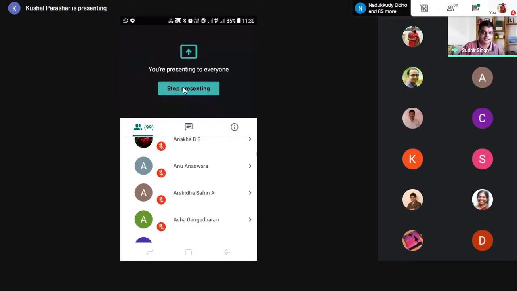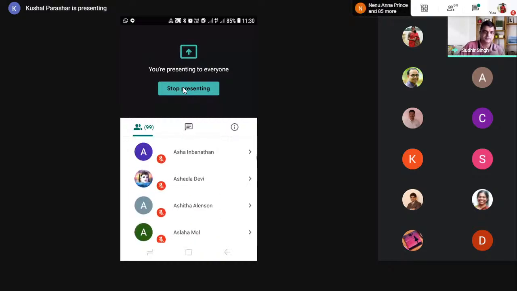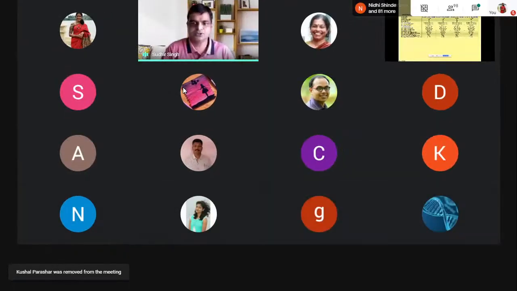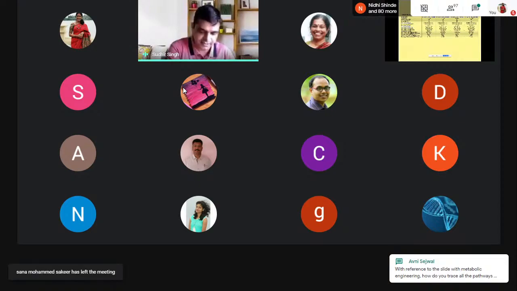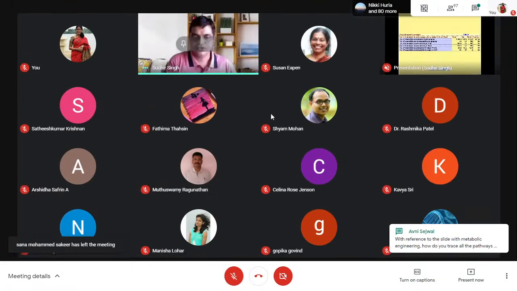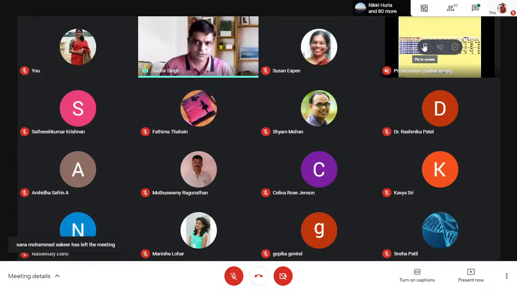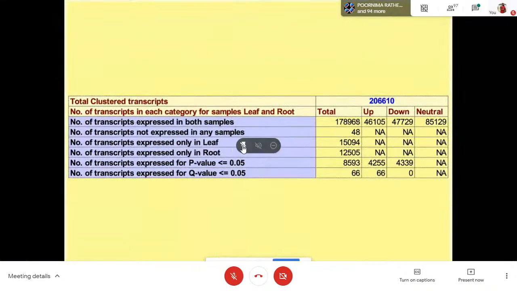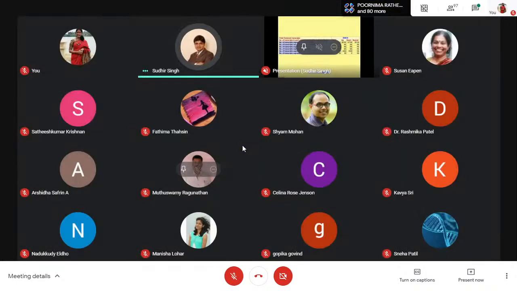So this 12 GB data we have to process and make out meaningful information. And these are some of the features. I just want to show how big the files are and how much data is generated at the end of NGS.